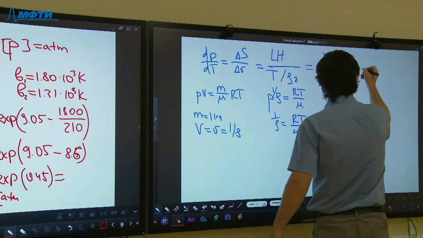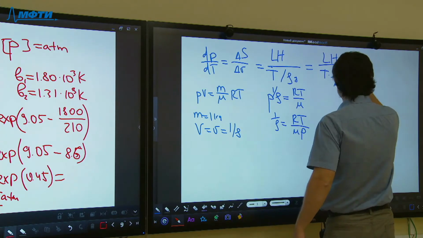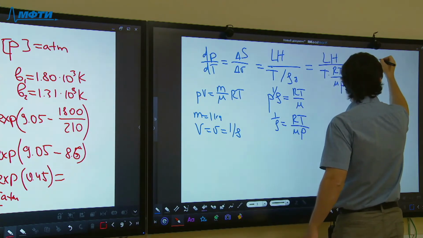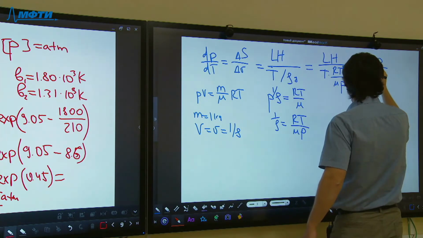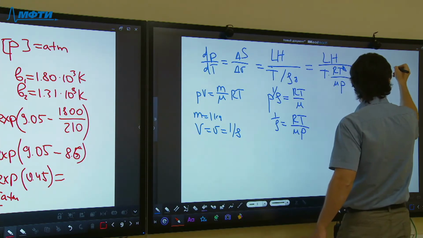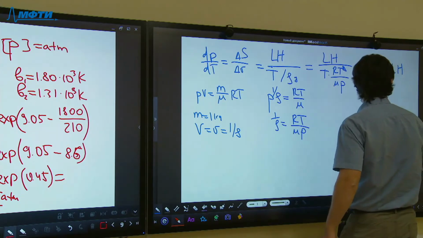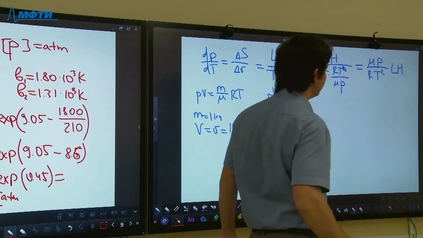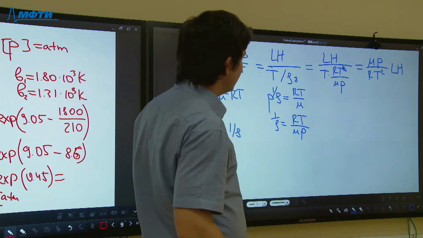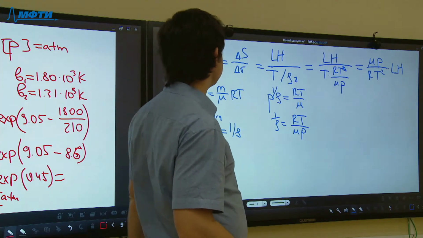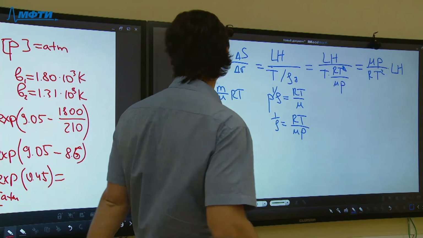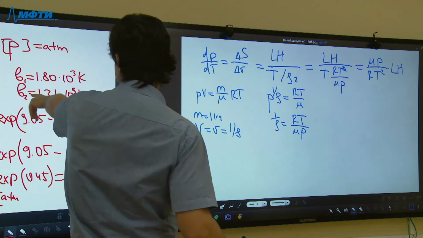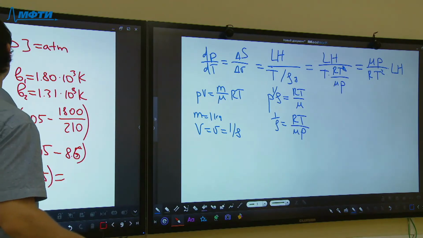Good. So that would give me mu P over RT squared times latent heat, LH. So based on this expression, I can calculate actually all of the quantities which I need in my problem. So let's put this dependence into my equation.